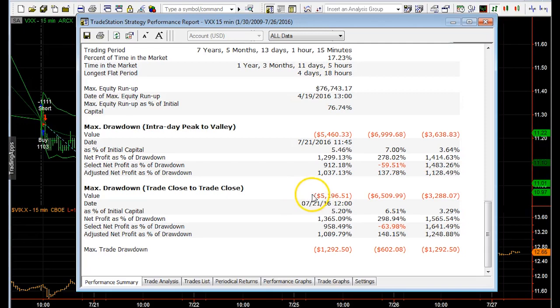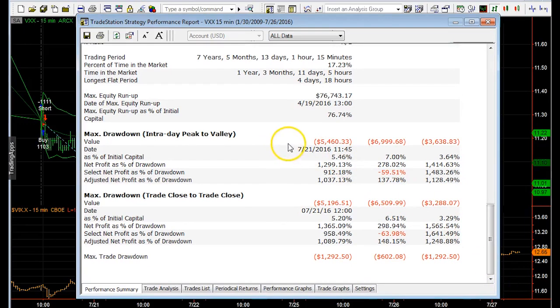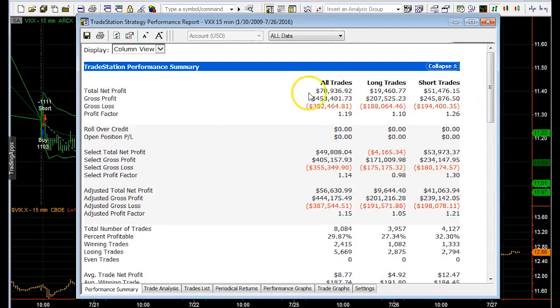I'm not advocating this as a great standalone strategy because the drawdowns are just a little too big for my taste on a standalone basis. So we're going to just look at this relative though, this max drawdown intraday, 5,400, 70,000 over the life of VXX.